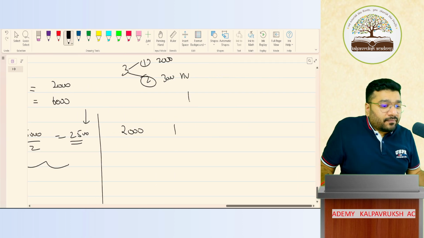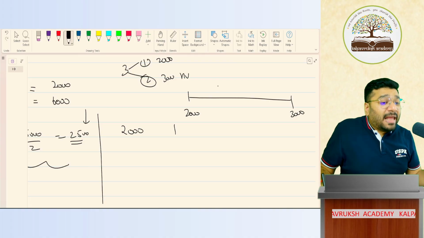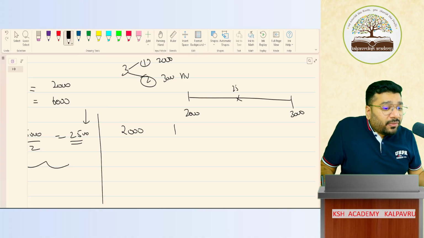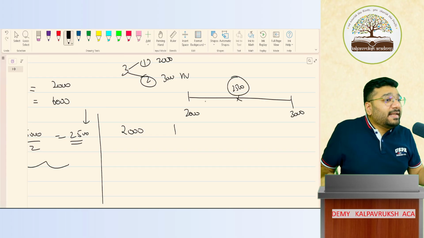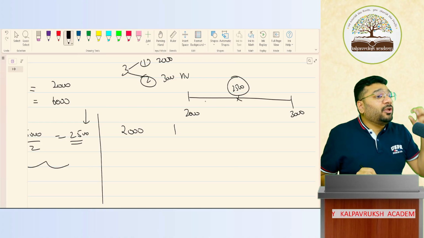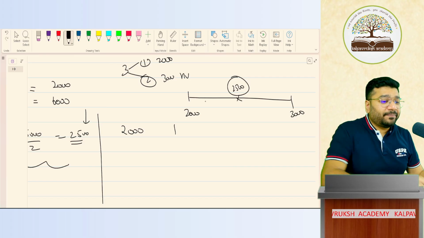Now what happened? This is 2000. This is 3000. What is the simple average rate? 2500. It is coming at the center point. Center point means it is equal value. They're telling all three values of the inventory are equal. Is it correct? No, listen to me.